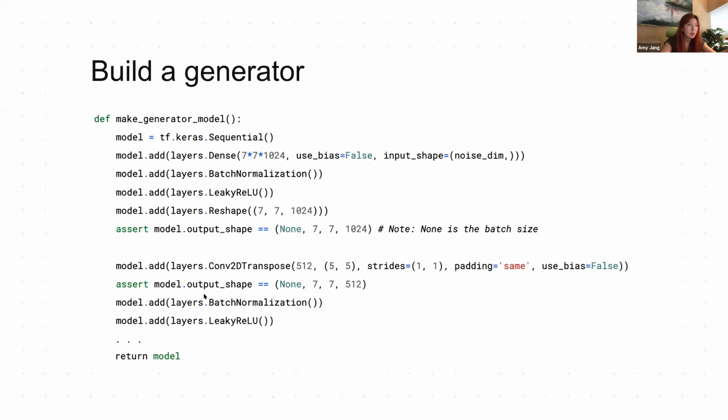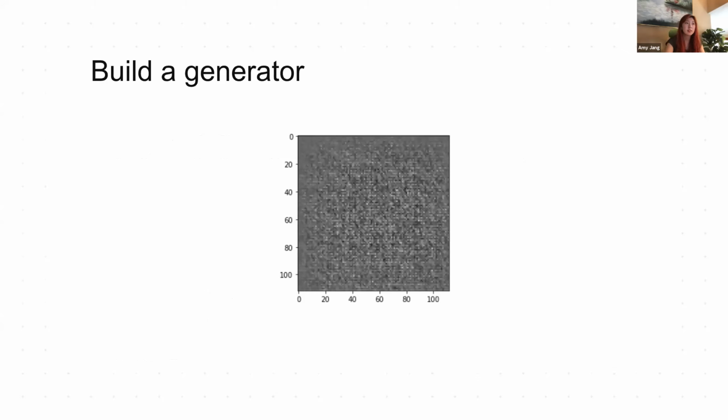So if you repeat these 4 lines of code, use batch normalization and leaky ReLU, you'll go from a 7x7 to a 14x14, and then it'll go up and up until 112x112. And that's your generated image. Before we train our generator, it's basically noise. And this is what we expect, because it's not trained yet. We didn't input our data. It doesn't know what to look for. So before we train it, this is the output of the generator, basically all noise.